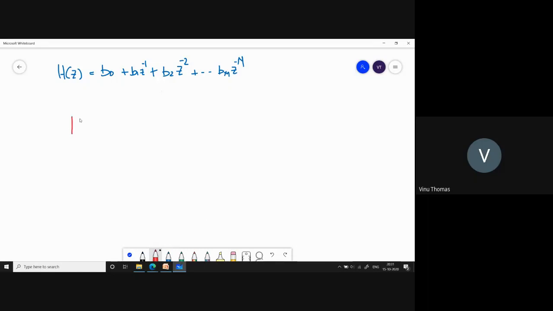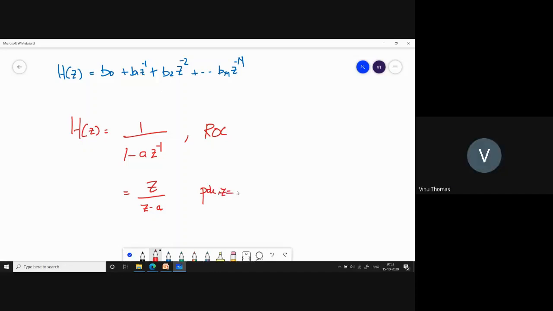If I write H of Z is equal to 1 by 1 minus A Z raised to minus 1, now please tell me what is the ROC? Meenakshi, or Lakshmi, can you answer this? What will be the ROC? Sir, ROC will be outside the outermost pole. So this you can write as Z by Z minus A. Where is the pole? The pole is Z equal to A.